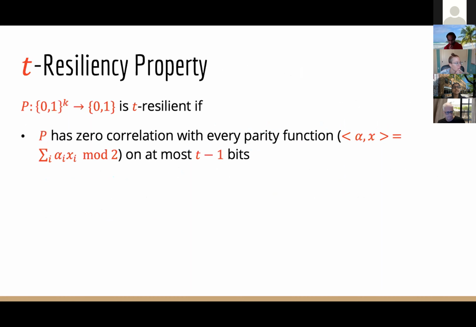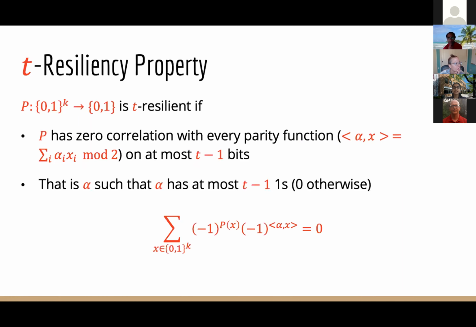So P is a predicate that takes in k bits to 1 bit, and it is called t-resilient if P has zero correlation with every parity function on at most t minus 1 bits. That is, for all alpha which are n-bit strings such that alpha has at most t minus 1 ones, if you consider this parity function, that is, it takes in another n-bit string x and outputs the summation over i of alpha_i x_i mod 2, then for all alphas that have at most t minus 1 ones, P has zero correlation with this parity function.